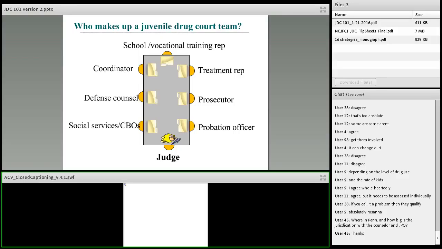And in juvenile drug courts, we do want to have non-adversarial court proceedings. Anything that's going to happen adversarially should happen during the staffing, not during the court. And if we're going to have a prosecutor at the table, we definitely want a defense attorney.